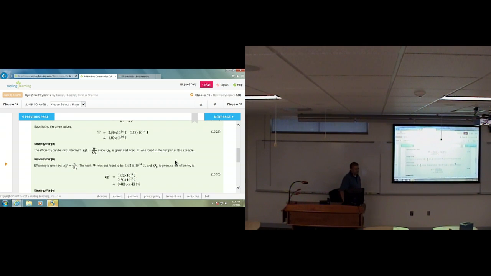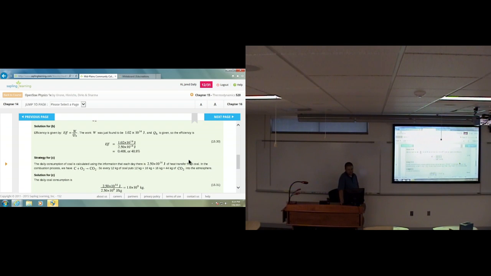Then they want us to calculate the efficiency, which is just that number, the work done, divided by the heat coming out of the hot reservoir. So we plug in those two numbers, and we get 40.8%. That's actually extremely high for a coal-fired power station. Usually they're not quite that high.